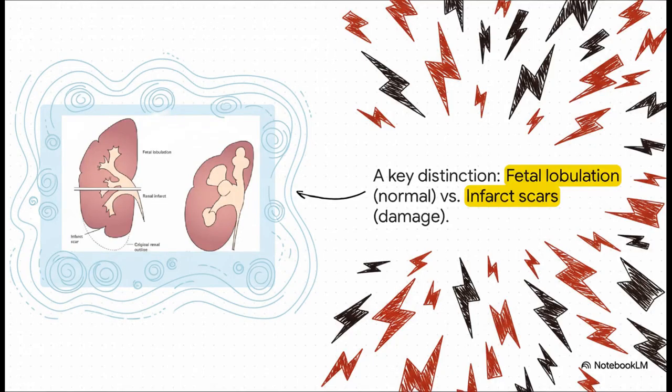Now, this is a perfect example of how tricky this can get. It's all about telling the difference between what's just a normal variation and what's actually a sign of damage. See on the left? That's called fetal lobulation. They're just some bumpy bits left over from when the kidney was developing. Totally normal. But look at the one on the right. See that sharp, deep dip? That's an infarct scar. It's a really subtle difference, but telling them apart is absolutely crucial.